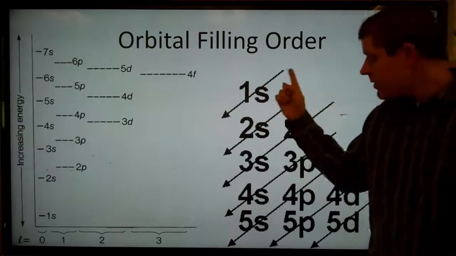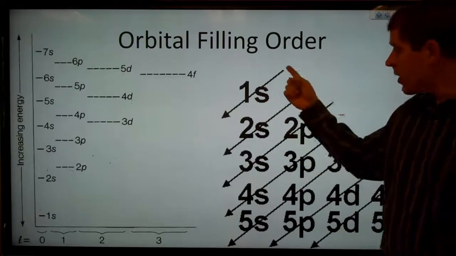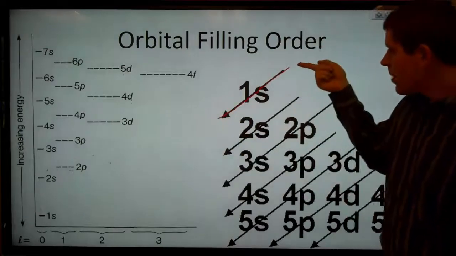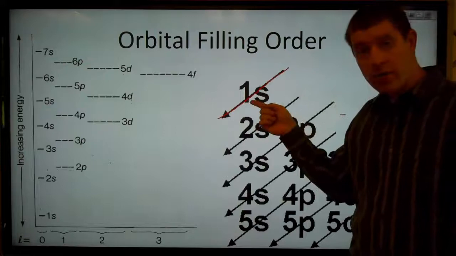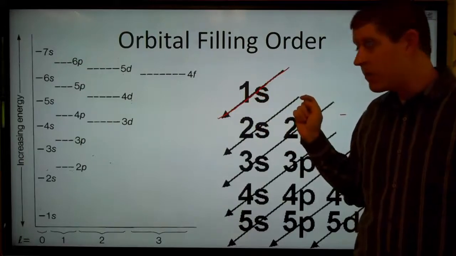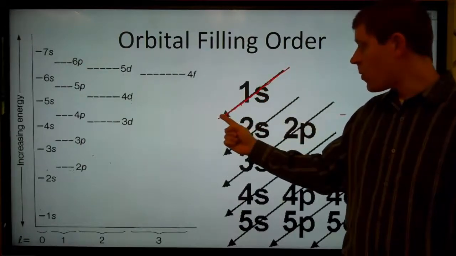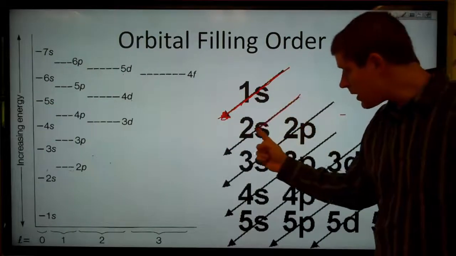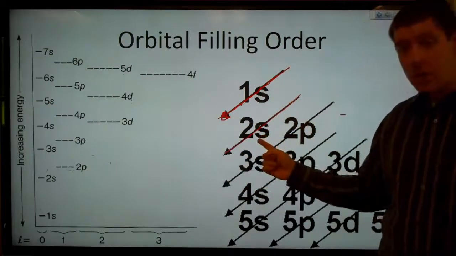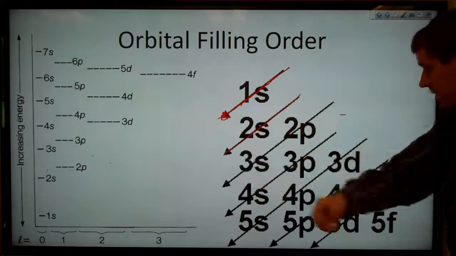And then we draw diagonal lines through. So we draw one diagonal line, and we start at the upper right, and we go down. Whichever orbitals we hit first, that's the one that we fill in. So we fill in the 1s first, and that's the only thing on that line. So now we fill in the next line. Well, the next line is the 2s, so that's the one that we fill in. There's nothing else on that line.